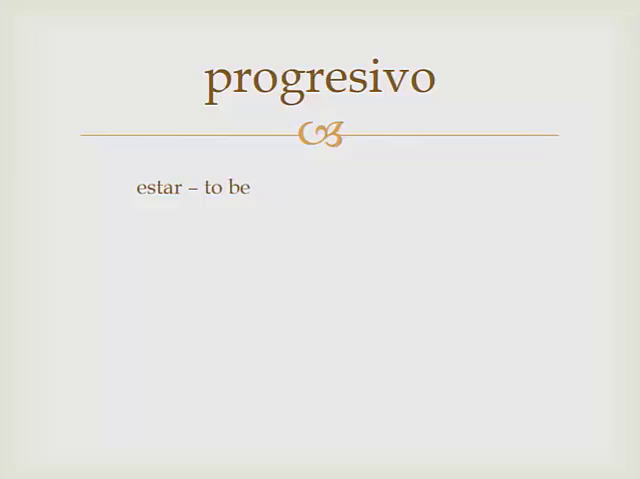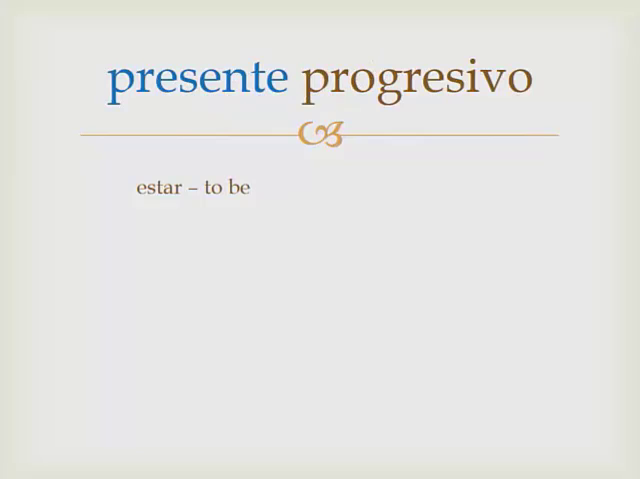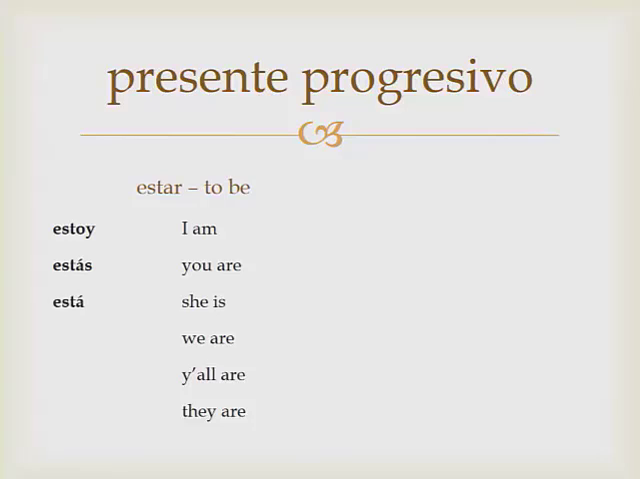Let's look at this. The progressive is what this entire lesson is about. We'll start with the present progressive. And the first step in doing that is looking at the verb estar in the present tense. I am, you are, she is, we are, y'all are, and they are. You know already how to conjugate estar. Estoy, estás, está, estamos, estáis, and están.